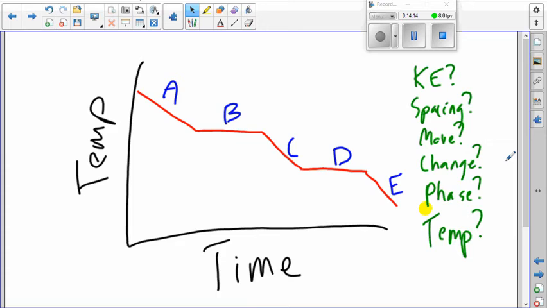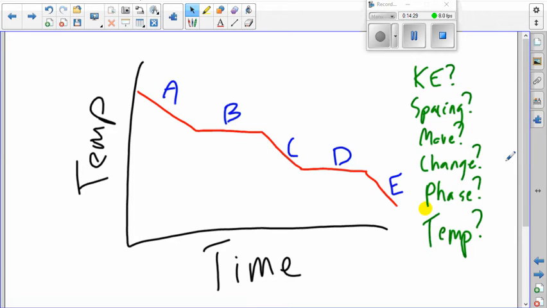And what do liquid particles do? What are they doing? Sliding around. They're not sitting still, going nowhere, but they're not like freaking out. So their kinetic energy will be kind of like a medium kinetic energy. Does that kind of make sense?